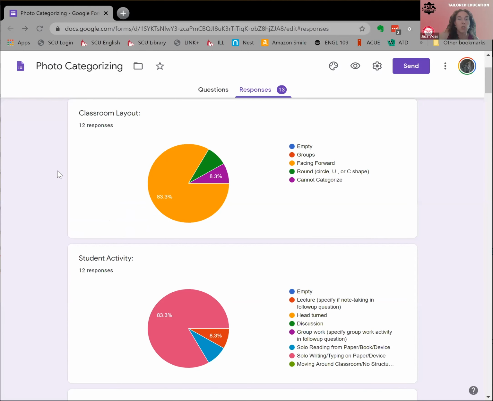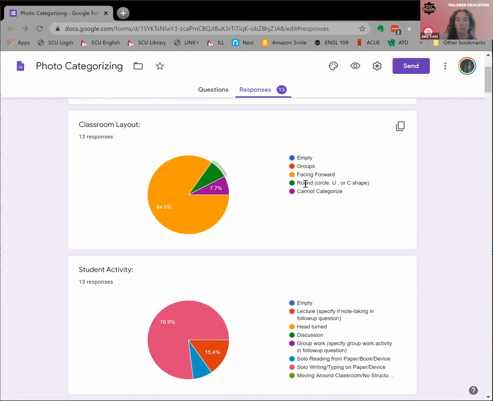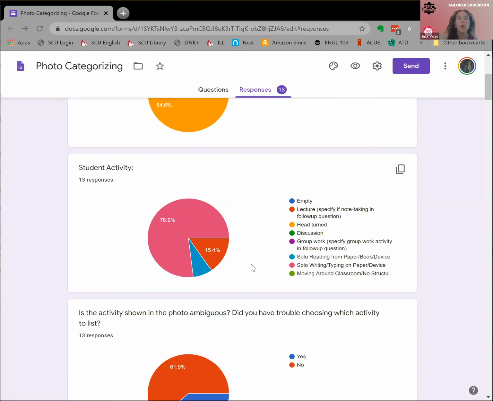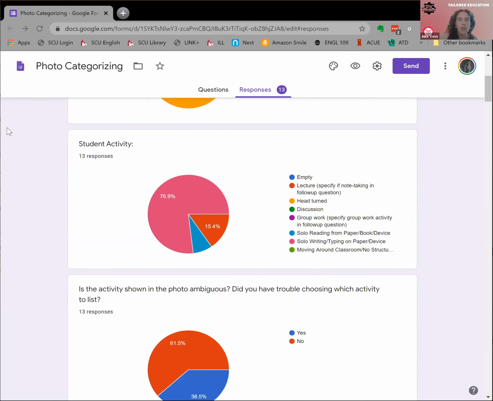There we go. Okay, so most people agreed that the classroom layout was facing forward, but not everybody. There was some ambiguity there. Some people thought it was round, others said they couldn't categorize it. Where we tend to get more disagreement is here. Most people thought that the activity was solo writing. And if you think back to that first picture, which was a professor standing with his back to the camera and then most students bent over their desks, most people thought that that was solo writing, but some people were like, well, what if it's lecture and they're all taking notes about what he was saying?